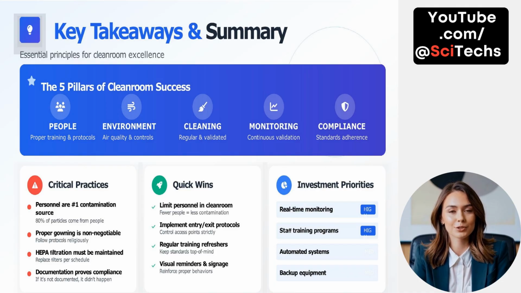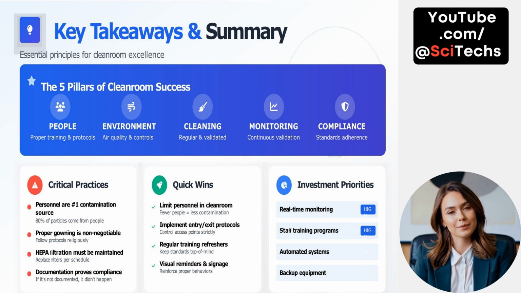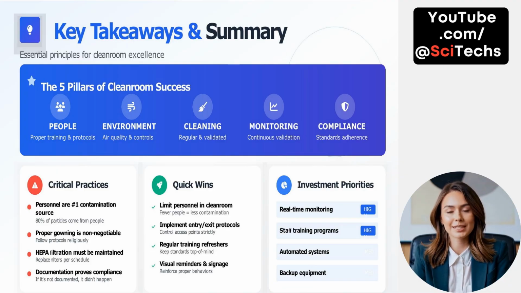First, properly trained personnel who follow protocols help reduce contamination. Second, maintaining optimal air quality through strict environmental controls prevents particle intrusion. Third, regular and validated cleaning routines are critical to sustaining cleanliness levels. Fourth, continuous monitoring validates that systems remain in control. Finally, adherence to compliance standards ensures that all practices meet regulatory and industry expectations.